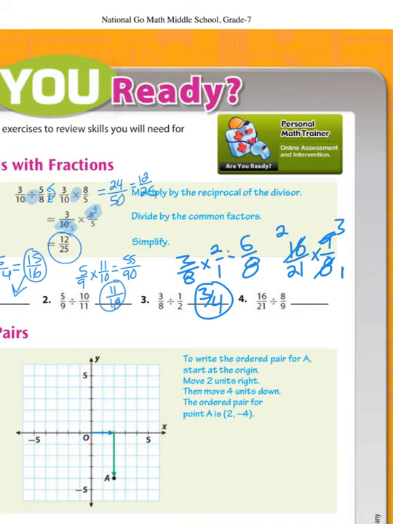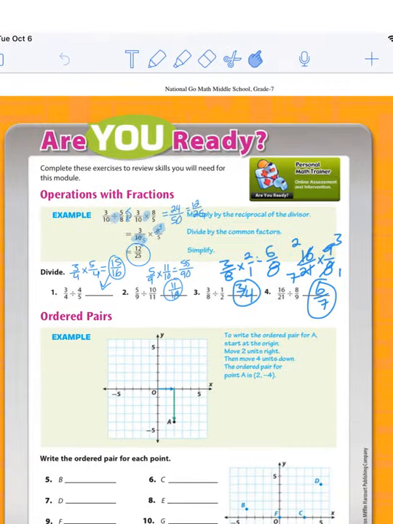So 9 divided by 3 is 3. 21 divided by 3 is 7. Now I can multiply it out, and I'll have my simplest form fraction. So 2 times 3 is 6. 7 times 1 is 7. Final answer for number 4 is 6/7.